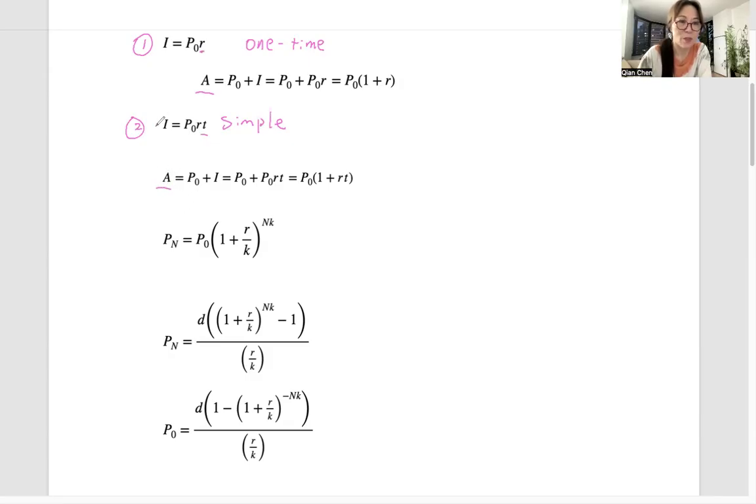So this is the interest, right? I is the first letter of interest. So this calculates interest. This is the amount of money after a certain time. This amount of money is what you're getting back one time.